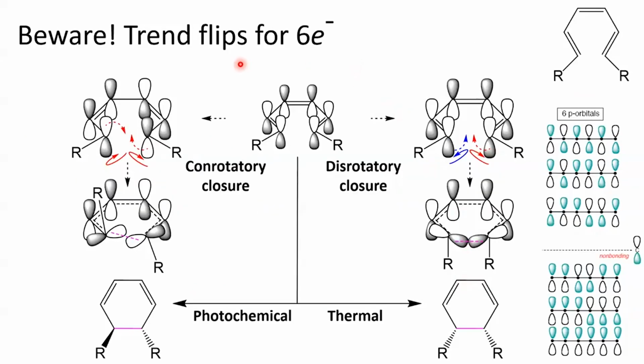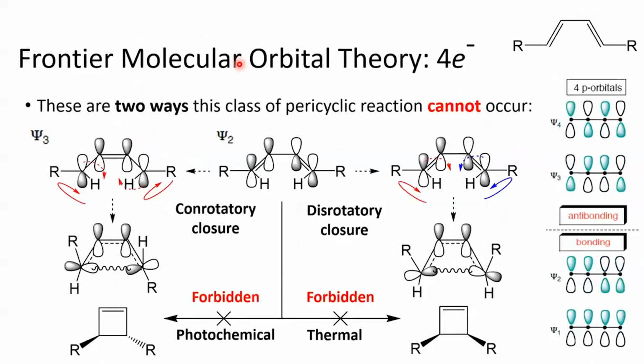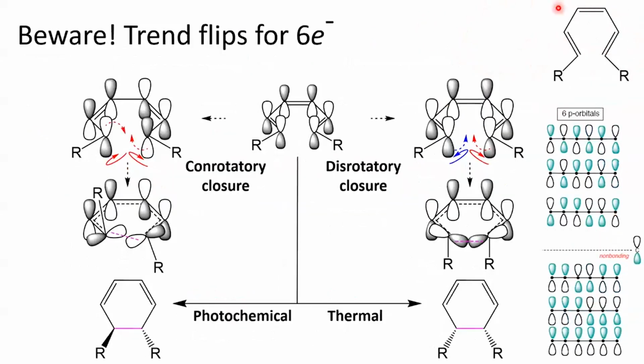But beware, the second factor that influences these reactions is the number of electrons in the pericyclic transition state. So where previously we were talking about 4 electron systems, if we now look at 6 electron systems, like a hexatriene, all the trends we just talked about are going to flip around. And the fastest way to see why is to just compare the HOMO and LUMO states.